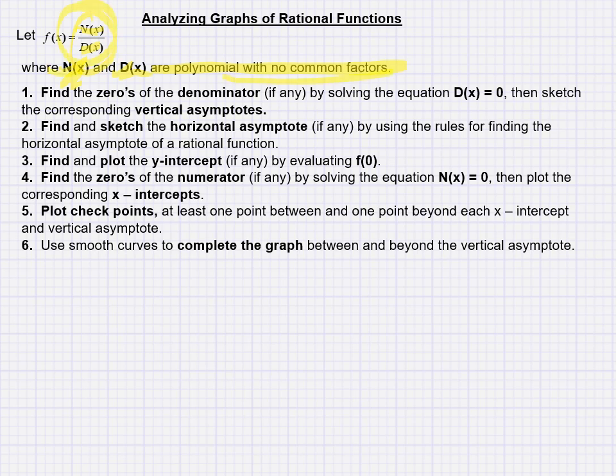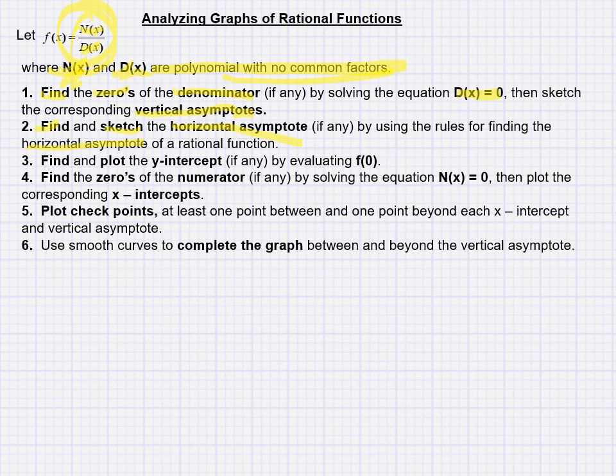Assuming that's the scenario we're working with, first we're going to find the zeros of the denominator. The zeros of the denominator, so where the denominator equals 0, will give us the vertical asymptotes, and we will sketch those out. Next step, we're going to find the horizontal asymptotes and sketch them out based off of the rules we talked about, using the degree of the numerator and the degree of the denominator.